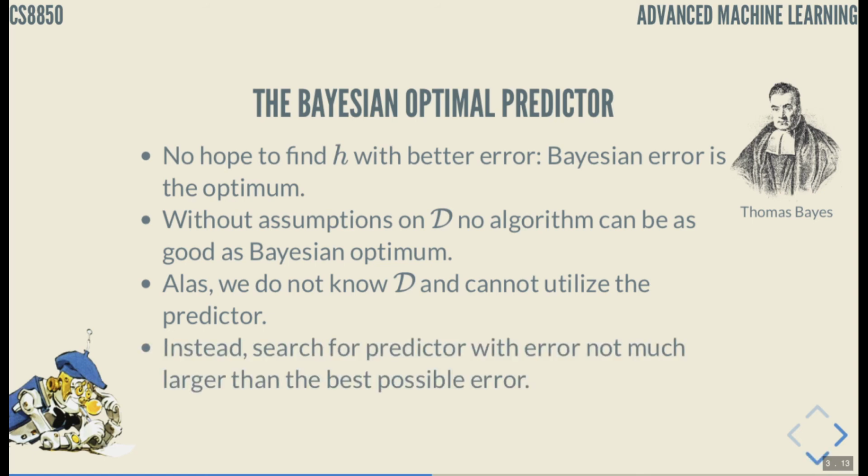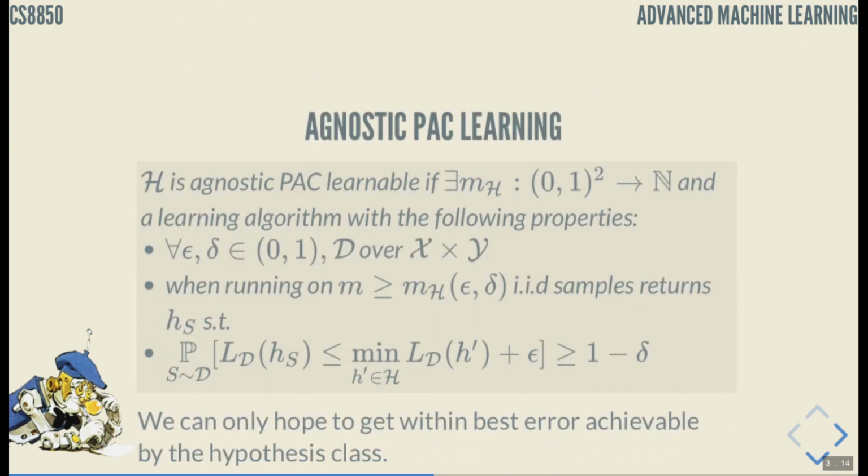Instead, what we will do is search for a predictor with error not much larger than the best possible error. So our Bayesian error is the best possible error, and we don't want to find a predictor that deviates from it to a heavier, larger error too much.